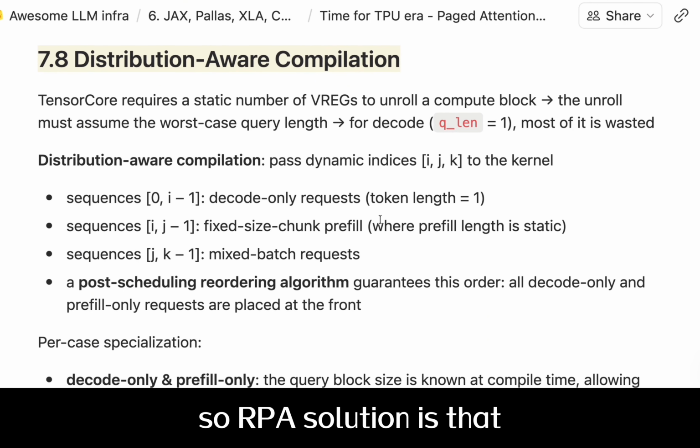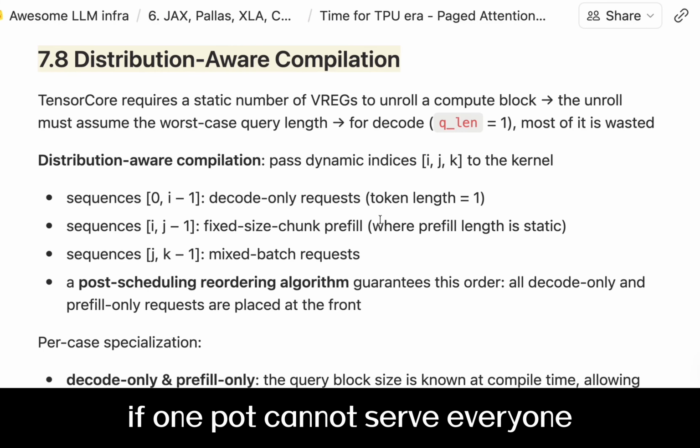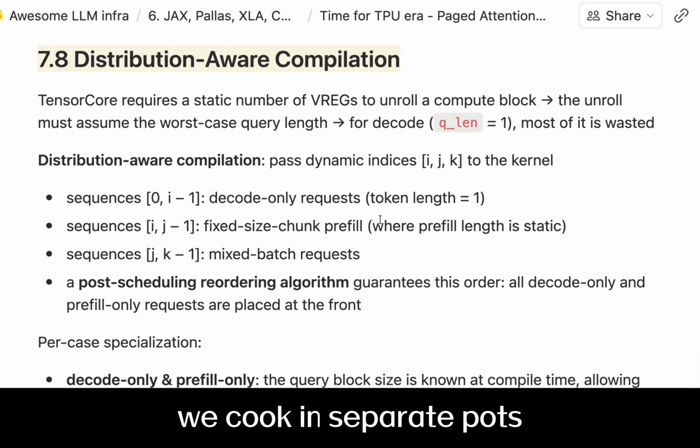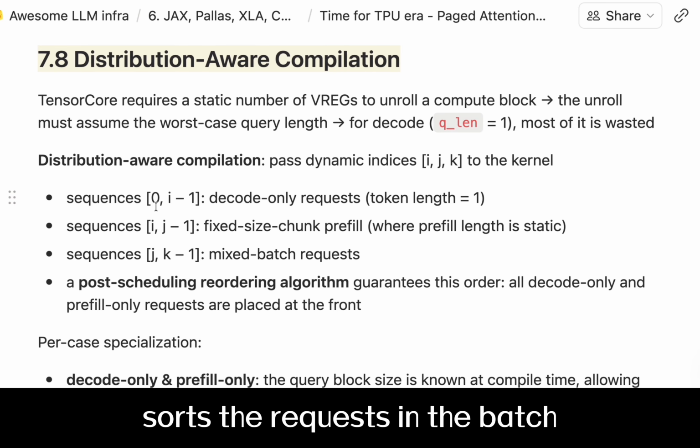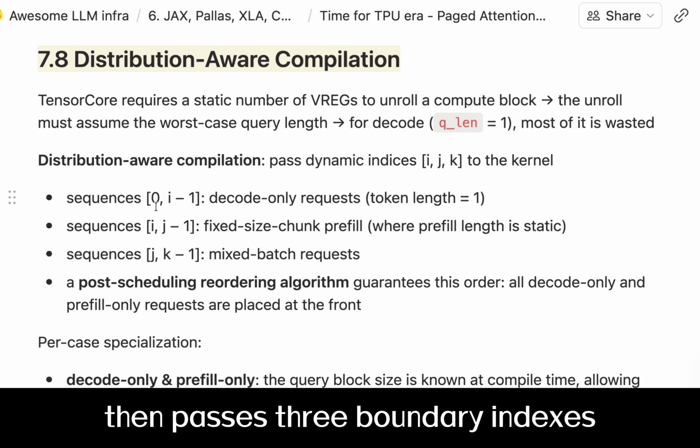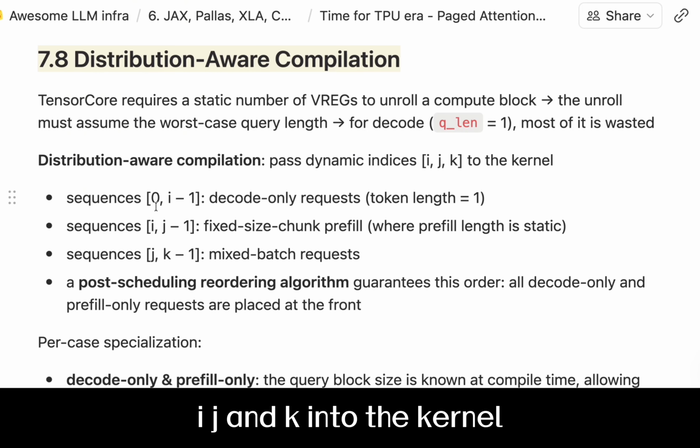So RPA's solution is that if one pod cannot serve everyone, we cook in separate pods. The scheduler first sorts the requests in the batch, then passes 3 boundary indexes I, J, and K into the kernel.